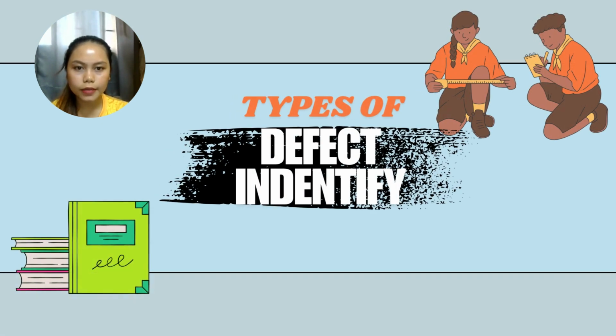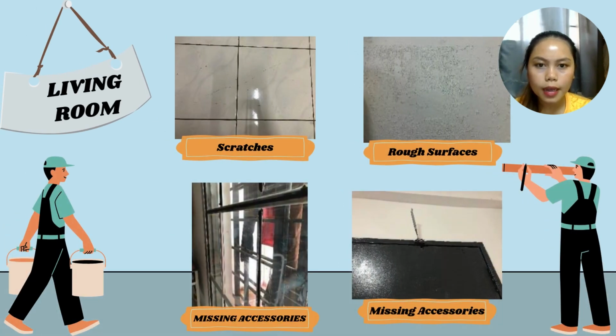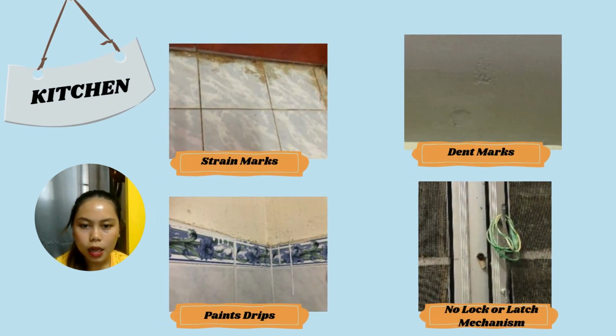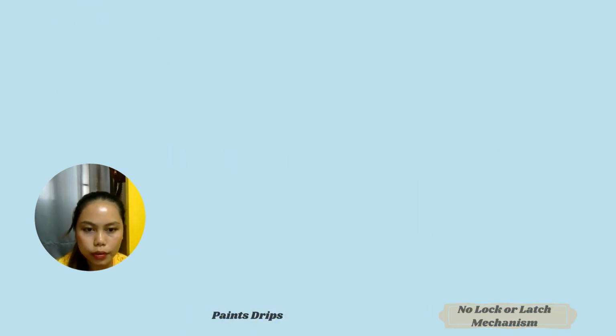Several defects have been identified here. It was found that the living room has defects such as scratches, rough surface, and missing accessories. Next, in the kitchen, the defects identified are a stain mark on the floor, a mark on the wall, and visible signs of paint drips on the tile walls. And the last one is no lock or latch mechanism at the window.